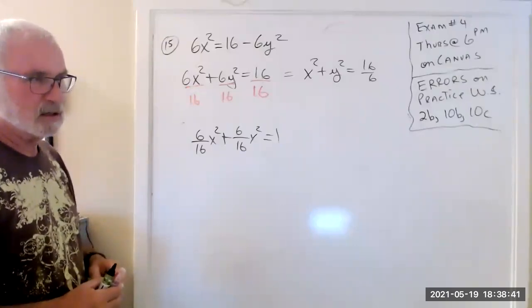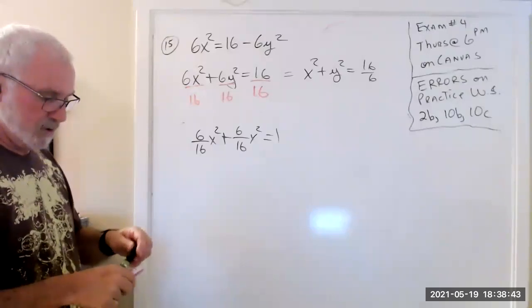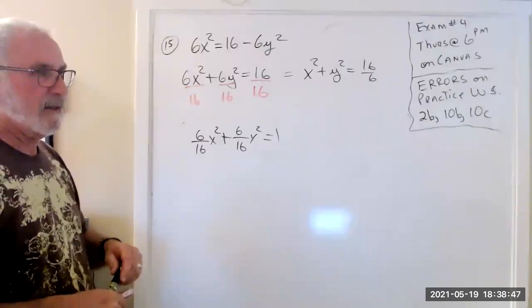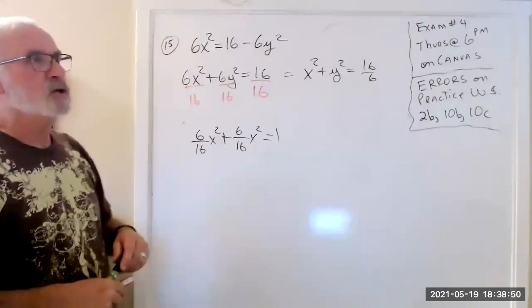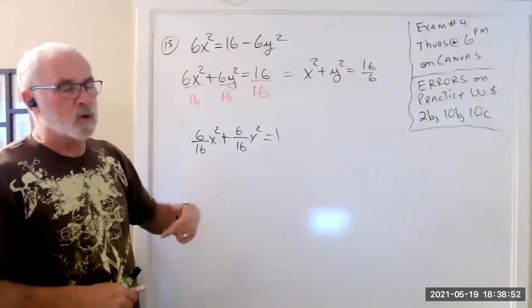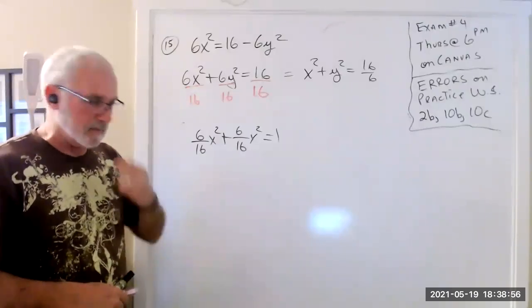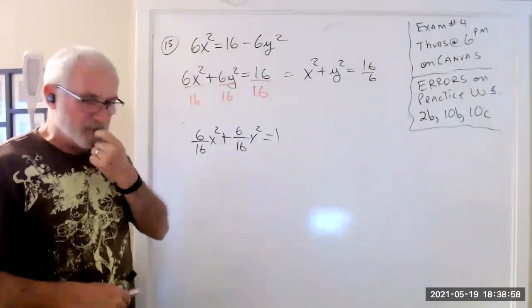Yes, that makes sense. I must have missed where the coefficients can equal each other to be a circle. I thought that they always had to equal 1. No, usually they equal 1, but they don't have to be as long as they're the same. Okay, thank you.